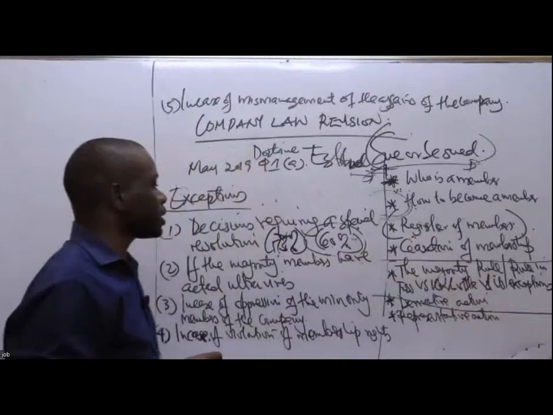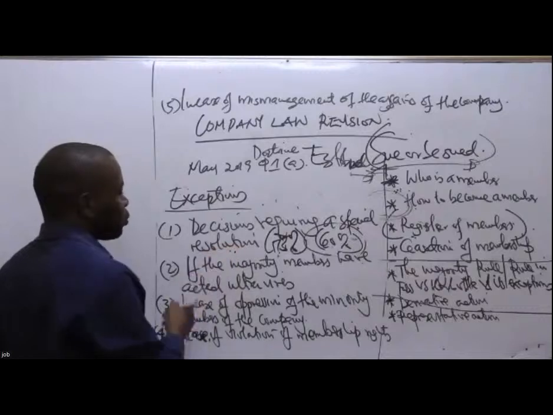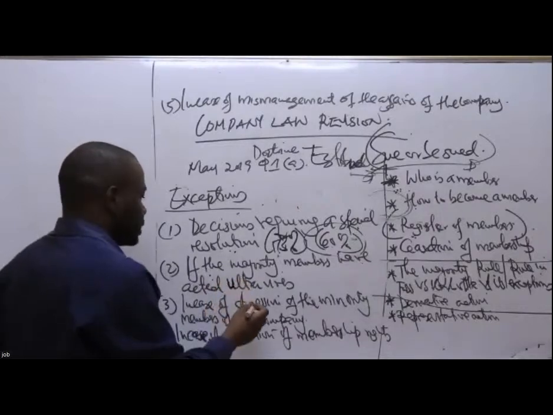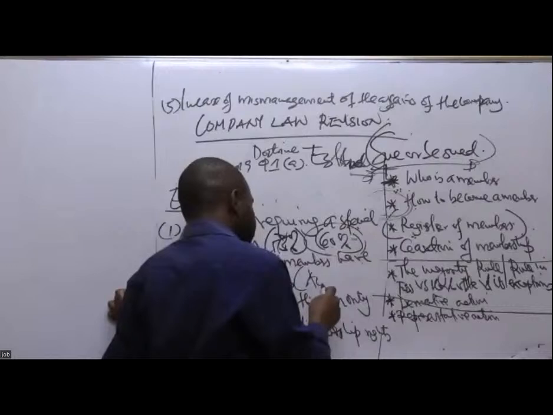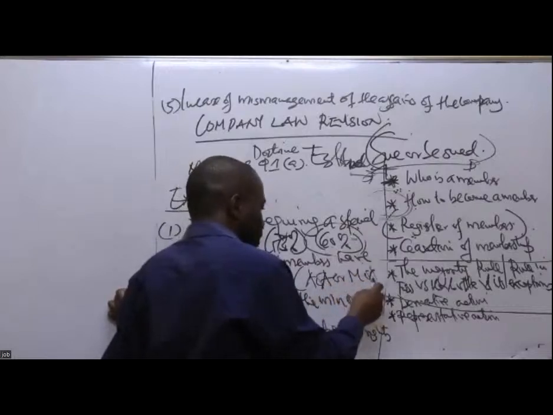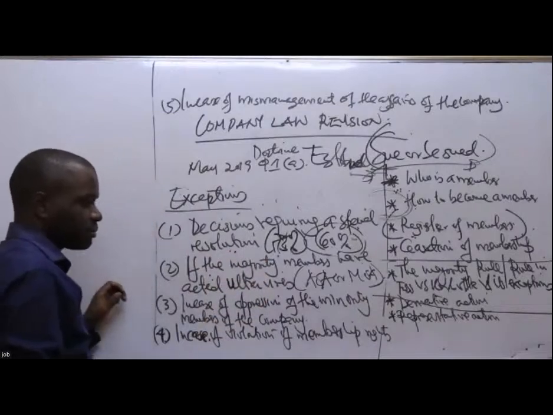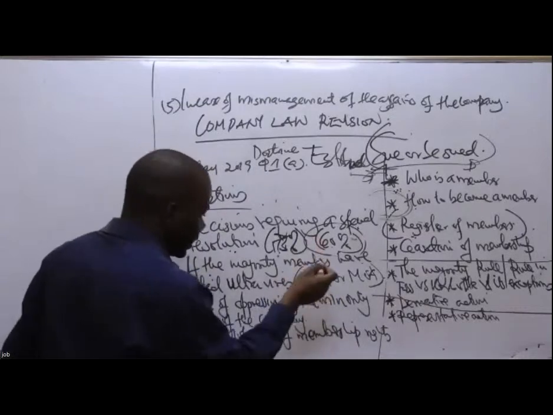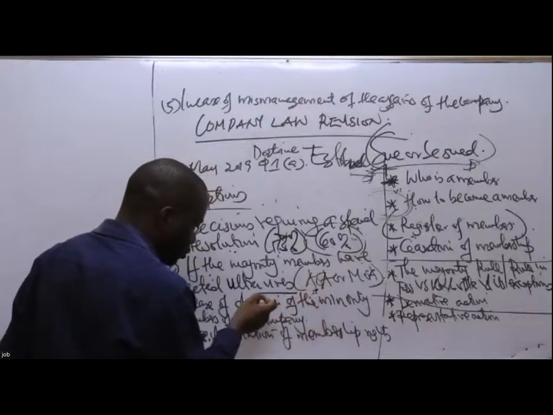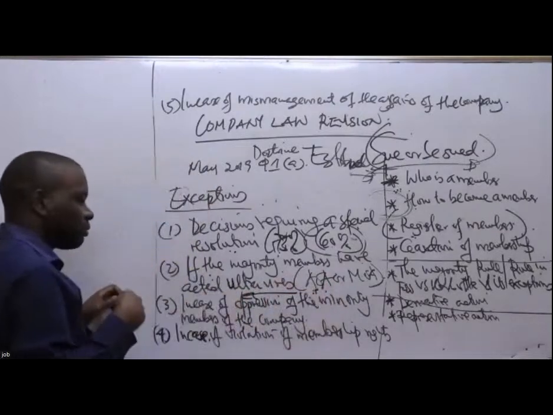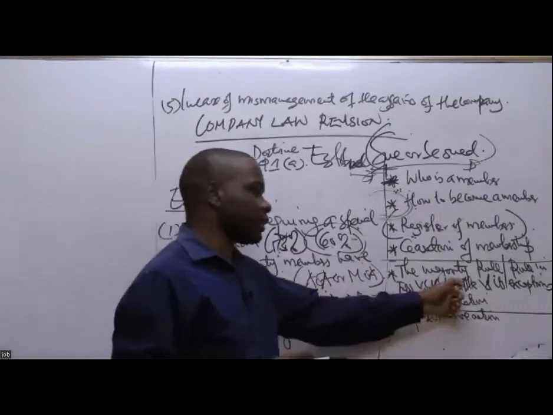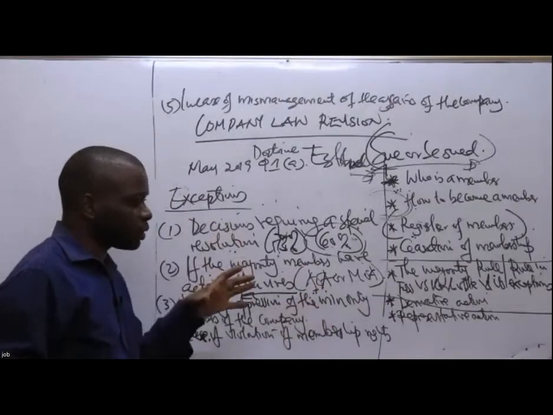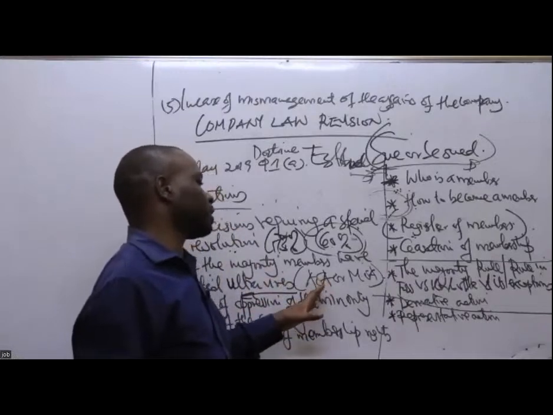So those decisions that require a special resolution. Then, if the majority members have acted ultra vires, what do we mean by ultra vires? Acting beyond or outside the requirements of the articles of association or memorandum of association. I've said this a lot of times. Articles are simply a document containing the rules governing the internal affairs of the company. It is like the constitution of the company. So if you act outside that constitution, you've acted ultra vires, or beyond. So if this decision by the majority is beyond the constitution of the company, in such a case that rule by the majority won't prevail.